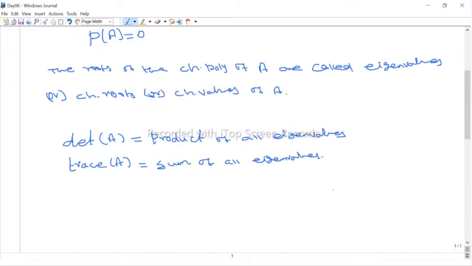Okay, and then we studied how the characteristic polynomial looks. If you take any 2 by 2 matrix, the characteristic polynomial P of x is of the form x square minus trace of A times x plus determinant of A. So this is the characteristic polynomial of any 2 by 2 matrix.